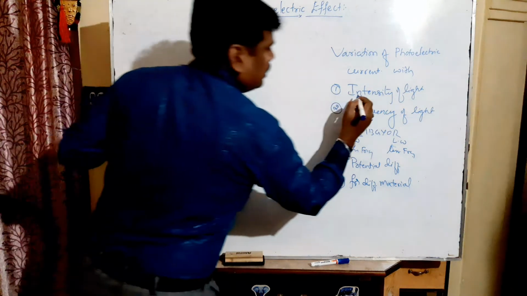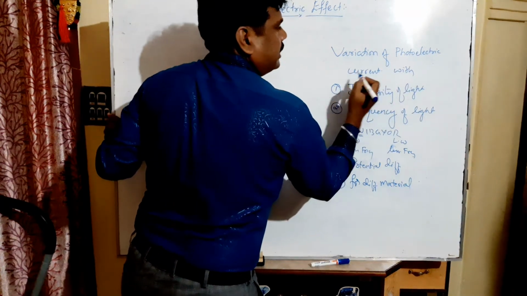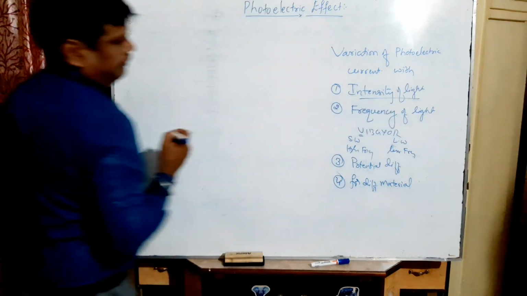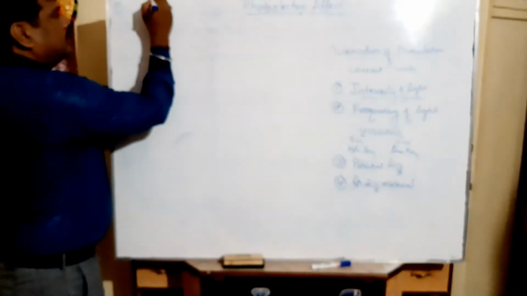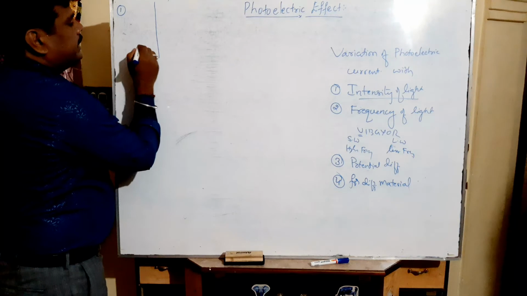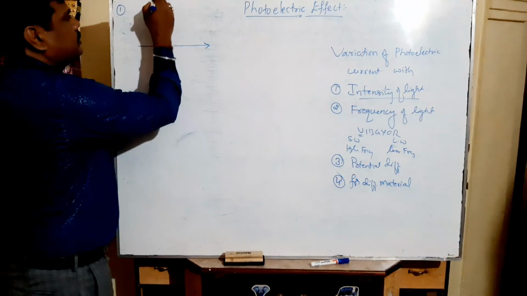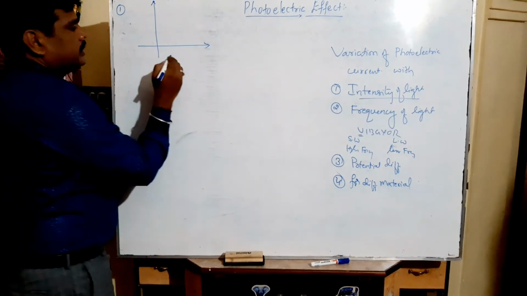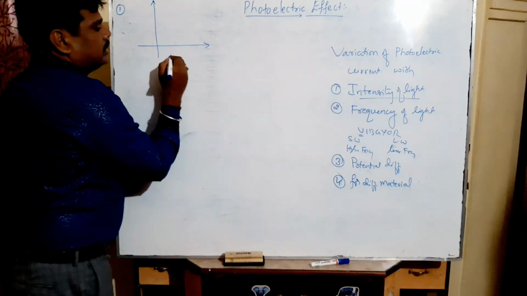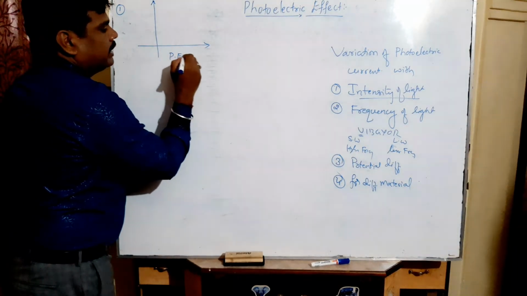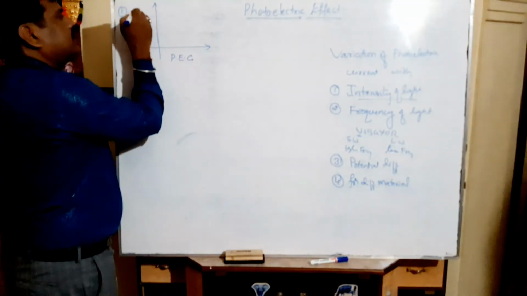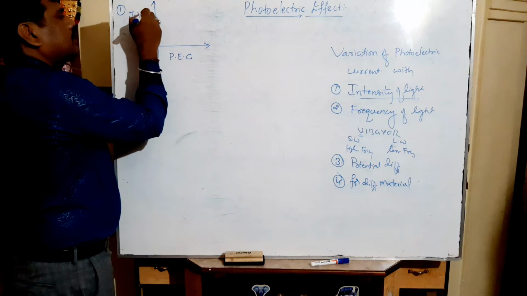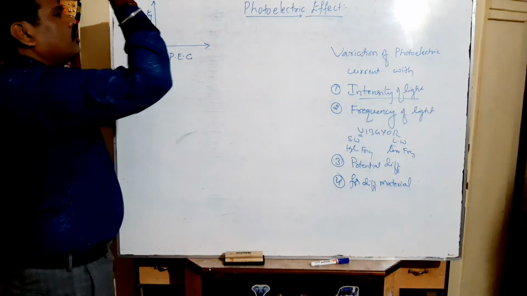The first one is variation of photoelectric current with intensity of light. See, if the intensity of light increases, this is the variation I want to represent. So here I will consider the photoelectric current along the x-axis. Along the y-axis, I will consider intensity. Intensity is nothing but concentration of light.